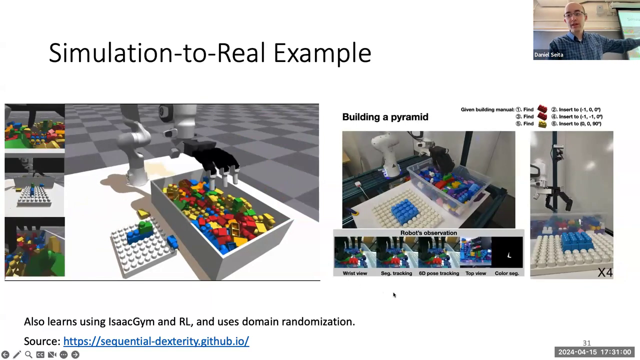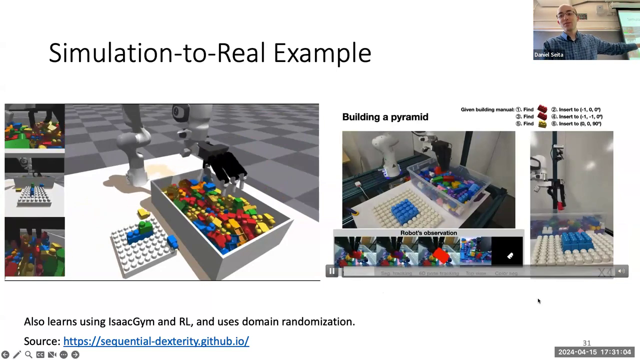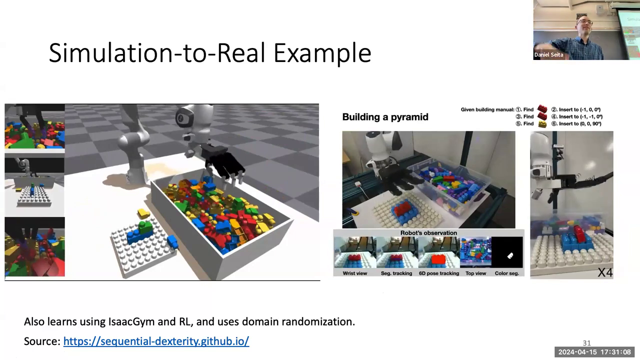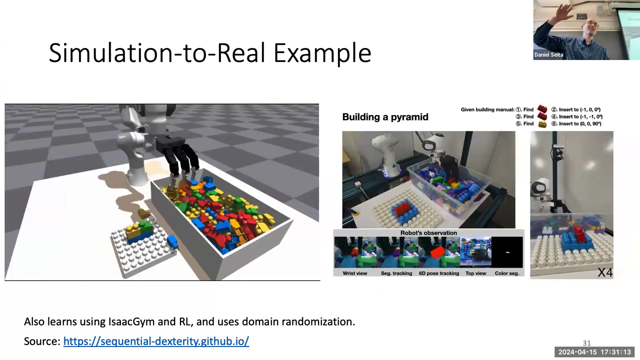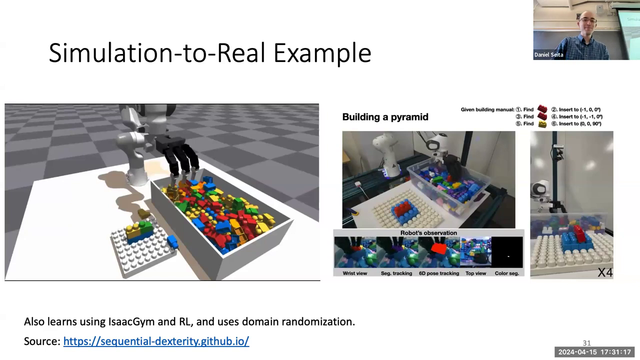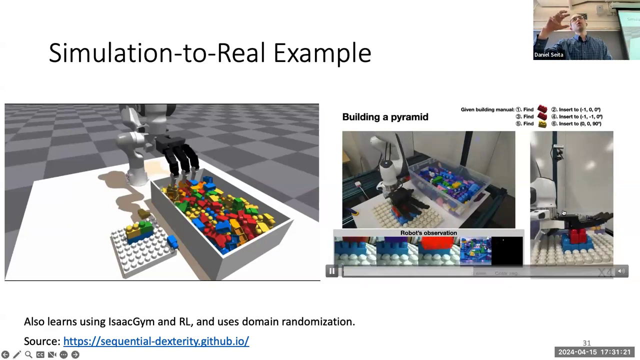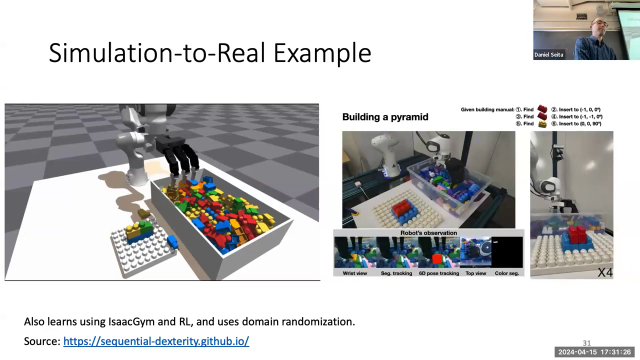The real world looks like that, where the video is sped up by 4x. And then they put it there, and they have this hard-coded motion because the fingers are not strong enough to actually press. You have to actually use the palm. So this is another example of what you can do with dexterous manipulation while learning just from a simulator.